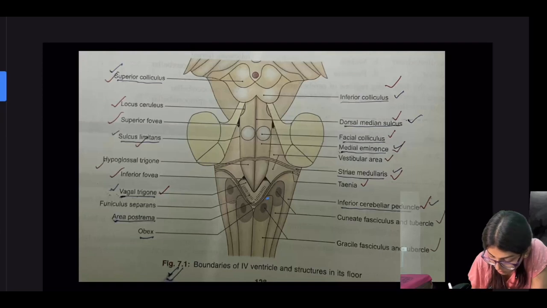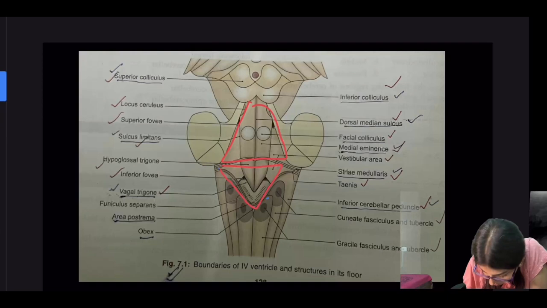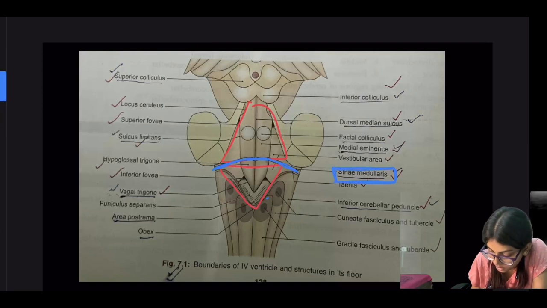This is the upper triangular part. This is the lower triangular part made by the medulla, and that blue line is known as the intermediate fibers, which is the stria medullaris.